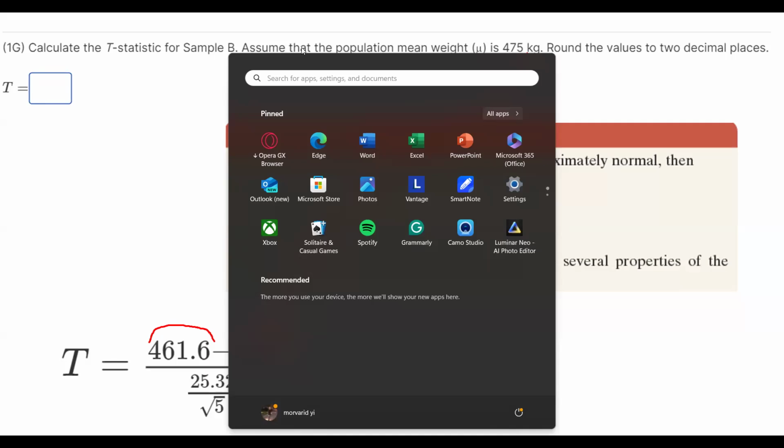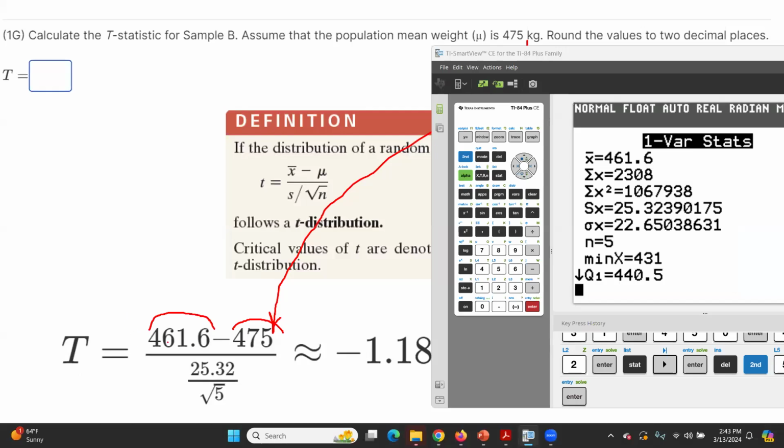So we entered everything that we had: 461.6, which is the average, minus 475, which is given in the question to us, divided by S, which is 25.32, this number here, the sample standard deviation, divided by the square root of 5 because you have 5 data in your collection.